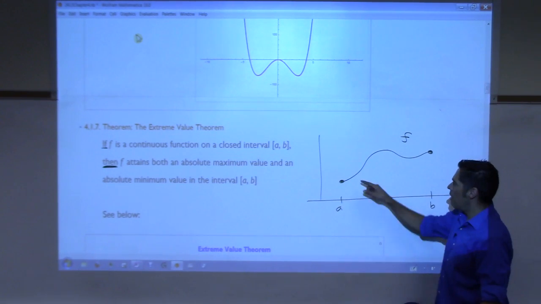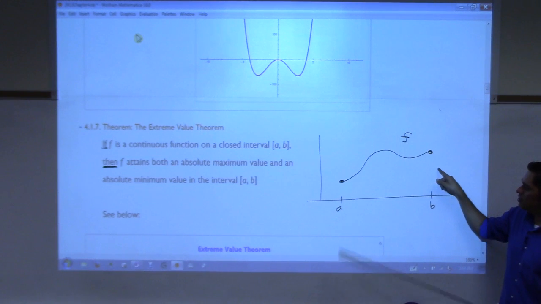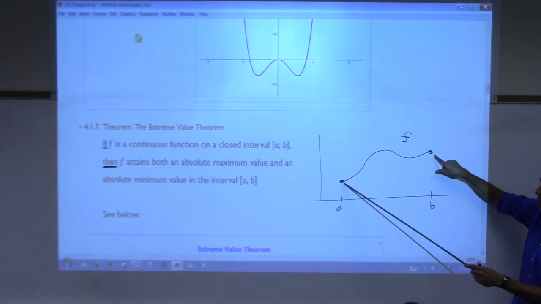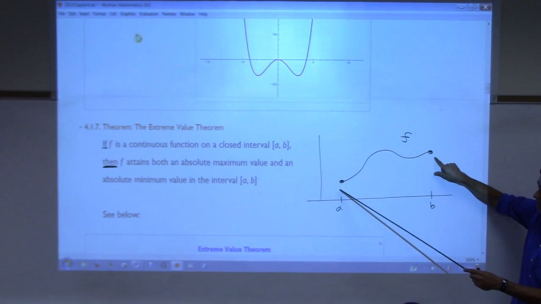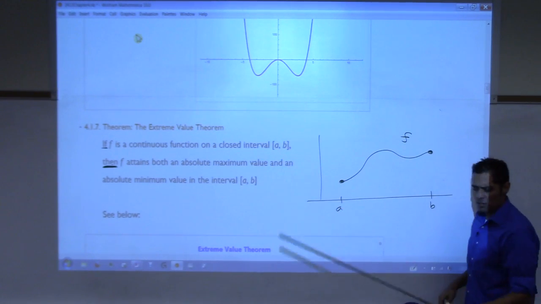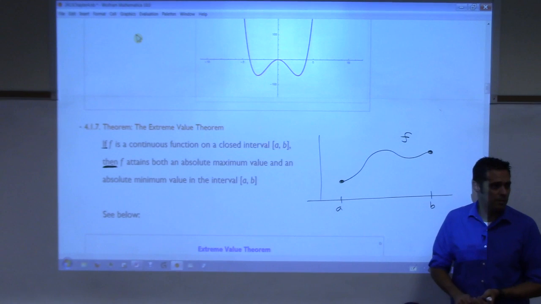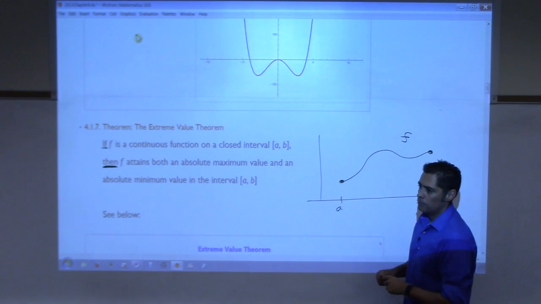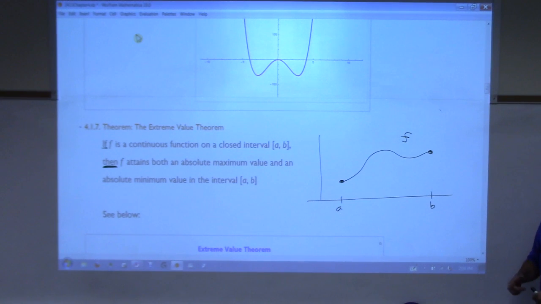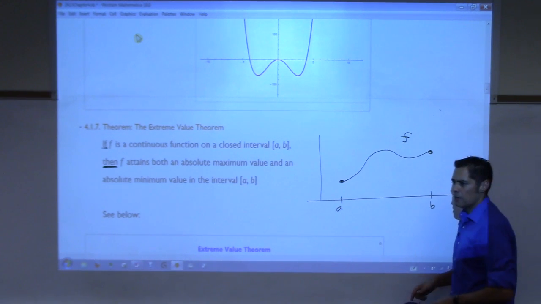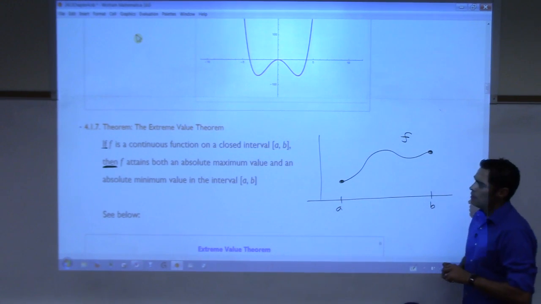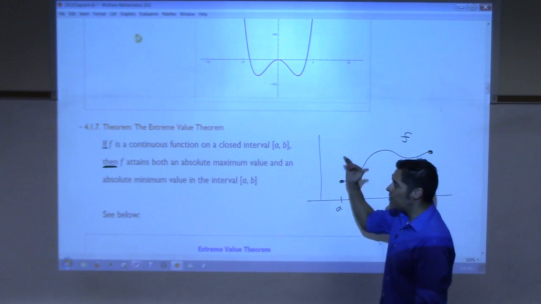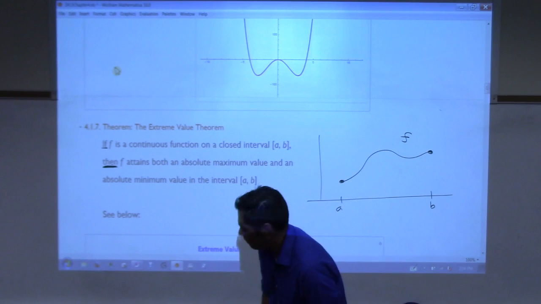As long as you can draw without picking up your pencil, and as long as it starts and ends at 2 points, it's defined at those 2 endpoints. That's another key. It has to be defined. That's why it's important to say closed interval. You understand the difference between closed and open? What if it was a linear function with a slope of 0? Good question. Let's talk about that after we get through a few of the visuals. All right. You must attain both an absolute maximum and an absolute minimum.